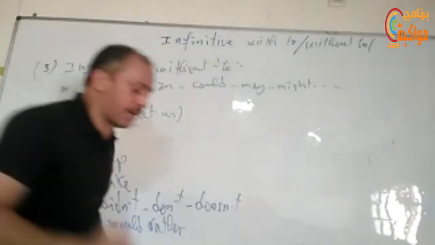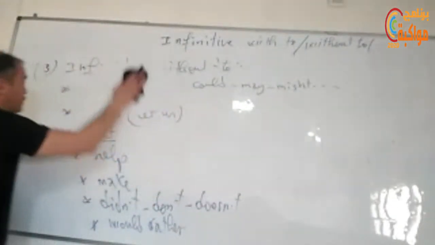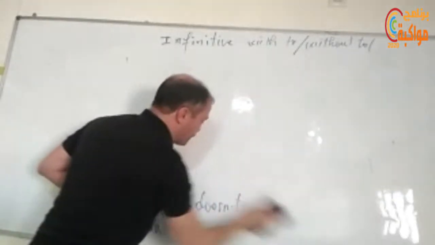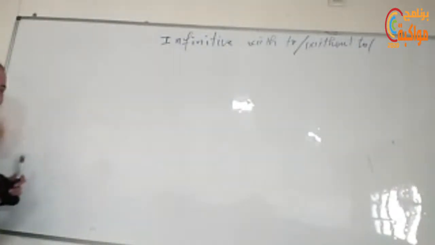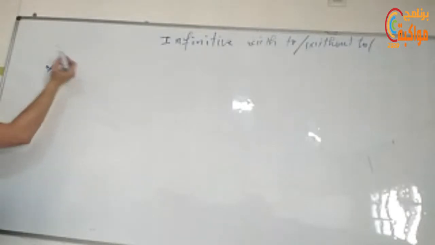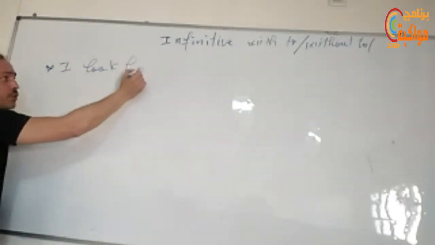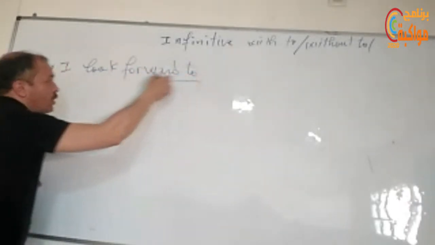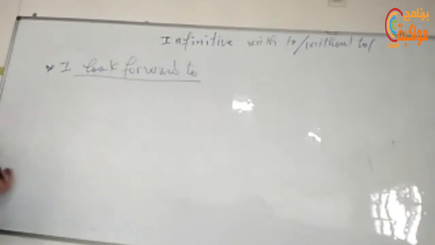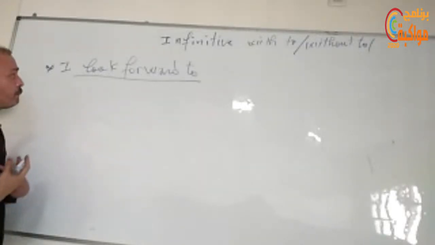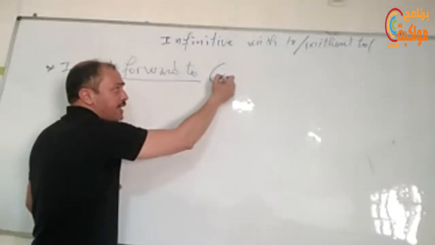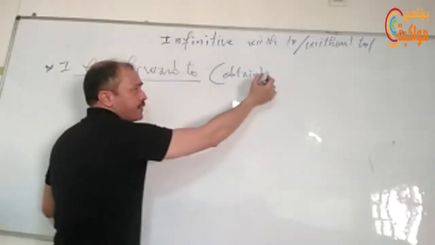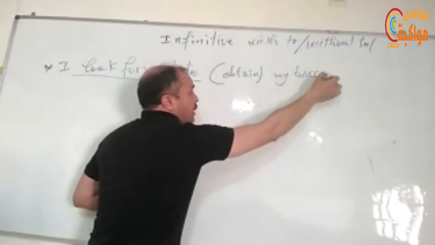I will give you some examples concerning the whole use of these forms. So examples of the ing form. Let's talk about this use in examples. If I tell you, or in the exam you may be given, I look forward to. What does it mean? I can't wait. I'm eager, or I'm keen on. I'm longing for. I long for. I look forward to, and here obtain or get my baccalaureate.